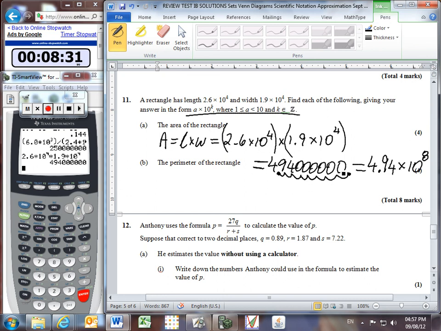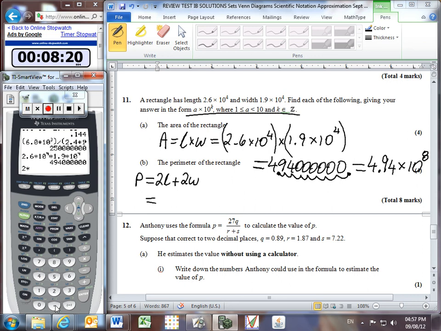The perimeter is calculated by taking 2 lengths plus 2 widths. And so let's do this on the calculator. So we've got 2 times 2.6 times 10 to the power of 4. And to this we need to add 2 widths. So that's 2 times the width of 1.9 times 10 to the power of 4.